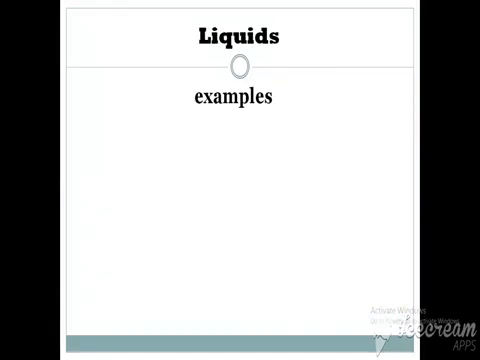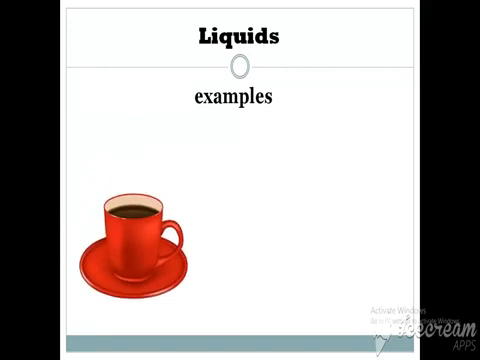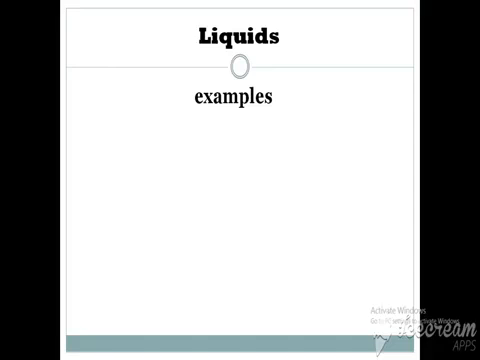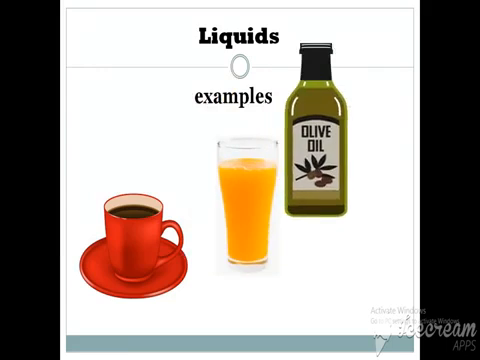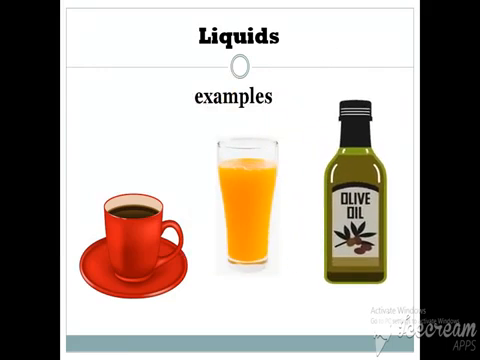Now, what are the examples of this? Can you give me some? Okay, we have coffee, very good, and an orange juice. Now, what are the examples of liquid? Can you give me some? Okay, we have coffee, very good. What else? An orange juice and an olive oil, very good.